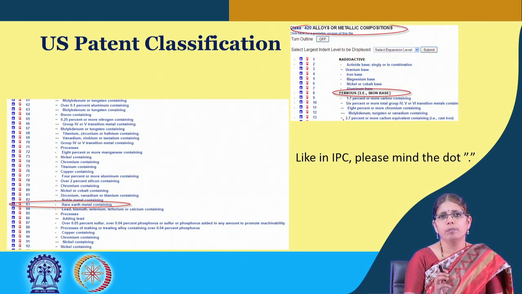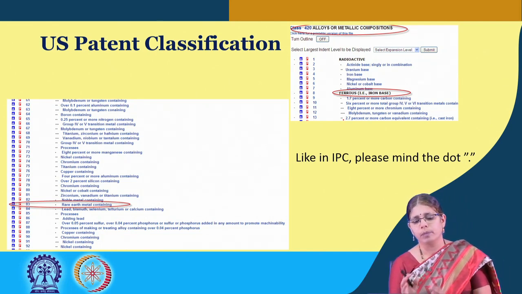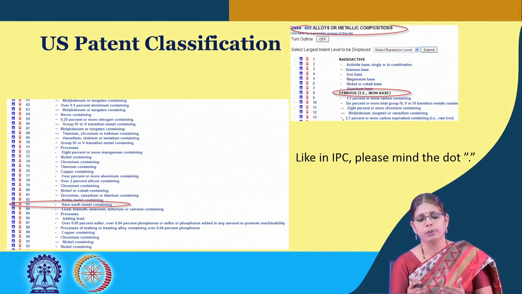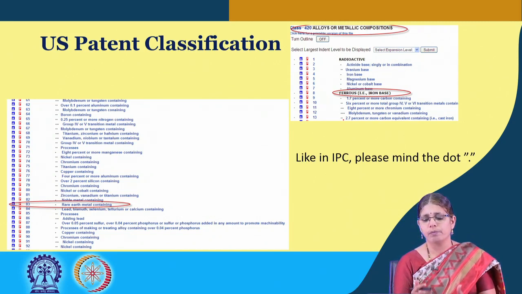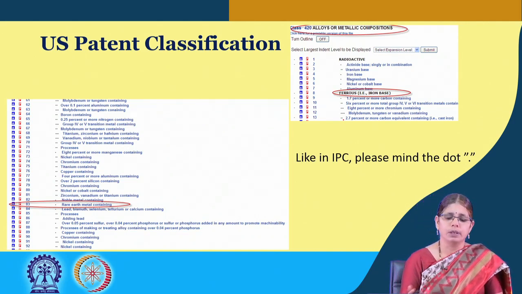So, they are known by what we call class numbers. Here, in this case, class 420 is about alloys or metallic compositions. Now, under that you have the different layers. For instance, ferrous-based are one set of codes.